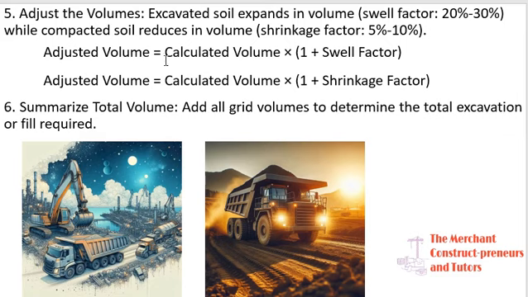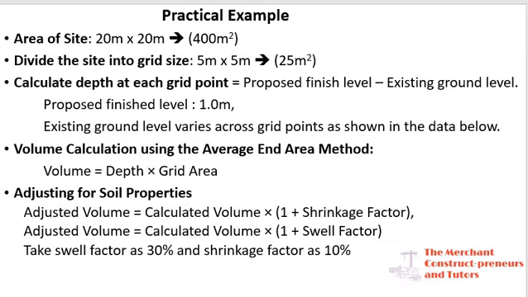Adjusted volume for swelling, you have it as the calculated volume multiplied by 1 plus the swell factor. For the shrinkage factor, the same thing. And then you summarize the total volume: add all the grid volumes to determine the total excavation or fill. When we go into the calculation, we will understand this better, right? Okay, so let's move to the next.